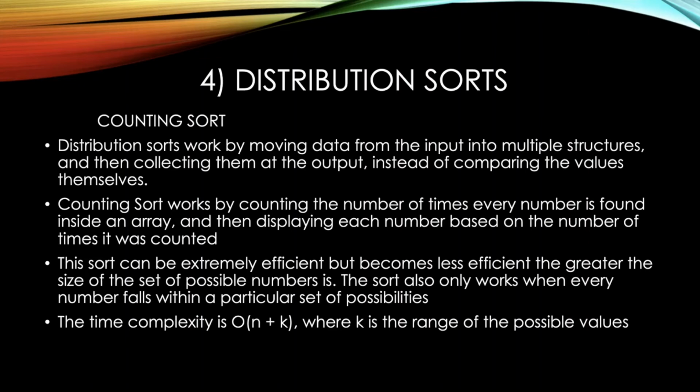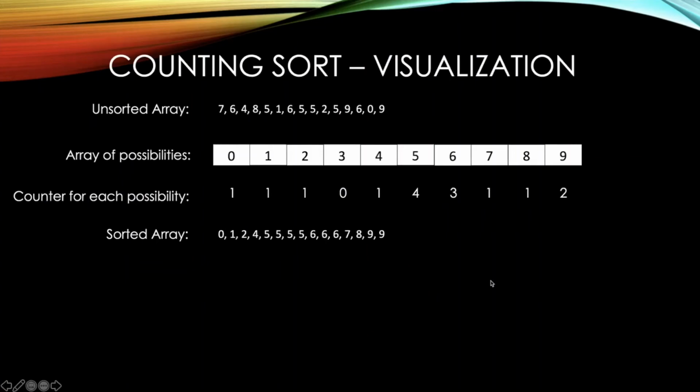The sort can be extremely efficient, but becomes less efficient the greater the size of the set of possible numbers is. For example, if you have 4 numbers that range from 0 to 1,000,000, the sort would not be efficient to use. However, if you had 1,000 numbers that range from 0 to 10, this would be extremely efficient. The sort also only works when every number falls within a particular set of possibilities. The time complexity is O(n plus k), where n is the amount of elements and k is the range of the possible values. Here's a visualization.